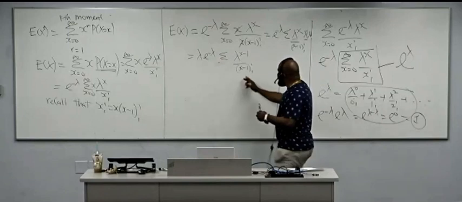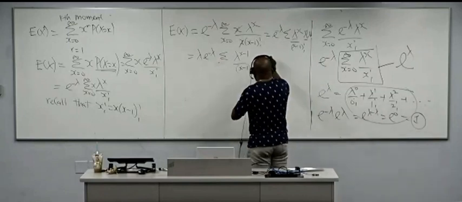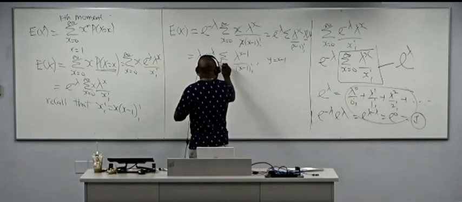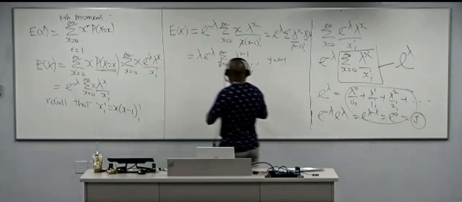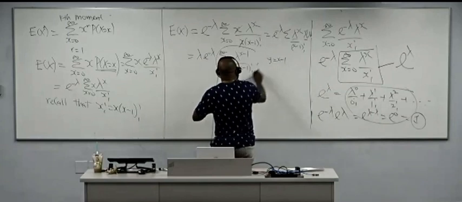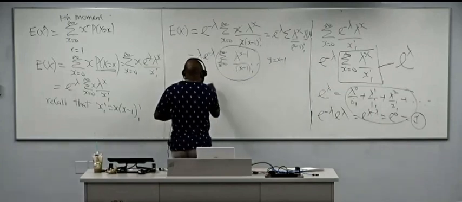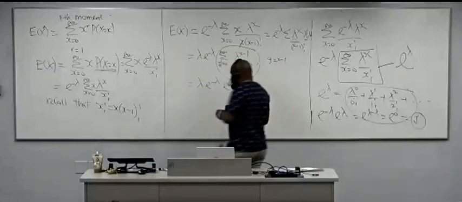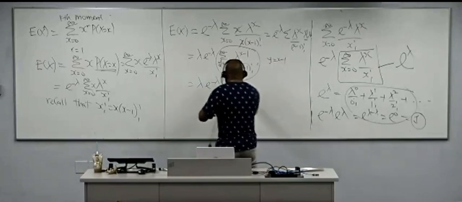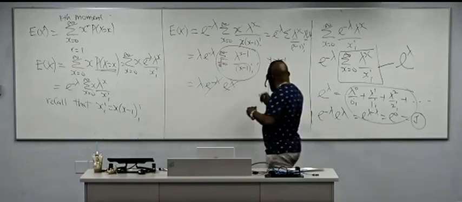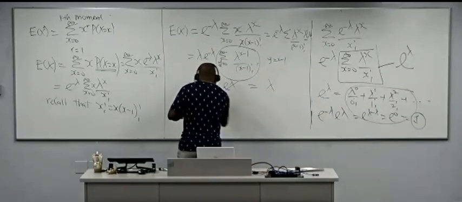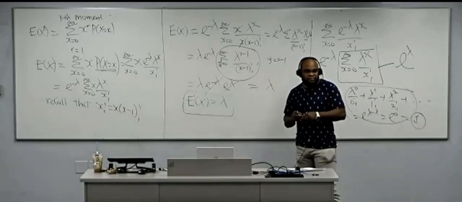Now, for instance, let's say my y equals x minus 1, then y will be starting from 0 to infinity. If y equals x minus 1, in that situation, I can rewrite that guy as this, provided what I have here is what I have here. So right now this cancels this guy. What do I have? Lambda. Which means the expected value of x in a Poisson distribution is actually lambda. Take a look at that.